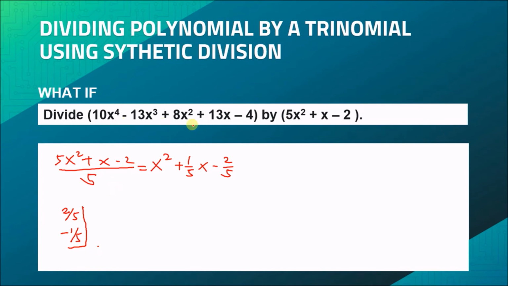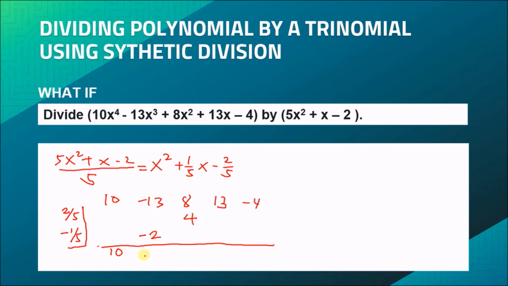Copying the coefficients of our dividend, we have 10, negative 13, positive 8, positive 13, and then negative 4. Make a line. Bring down the 10. 10 times negative 1/5, and once again, this is diagonal in nature. So, 10 times negative 1/5 is negative 2. 10 times 2/5, that is positive 4.